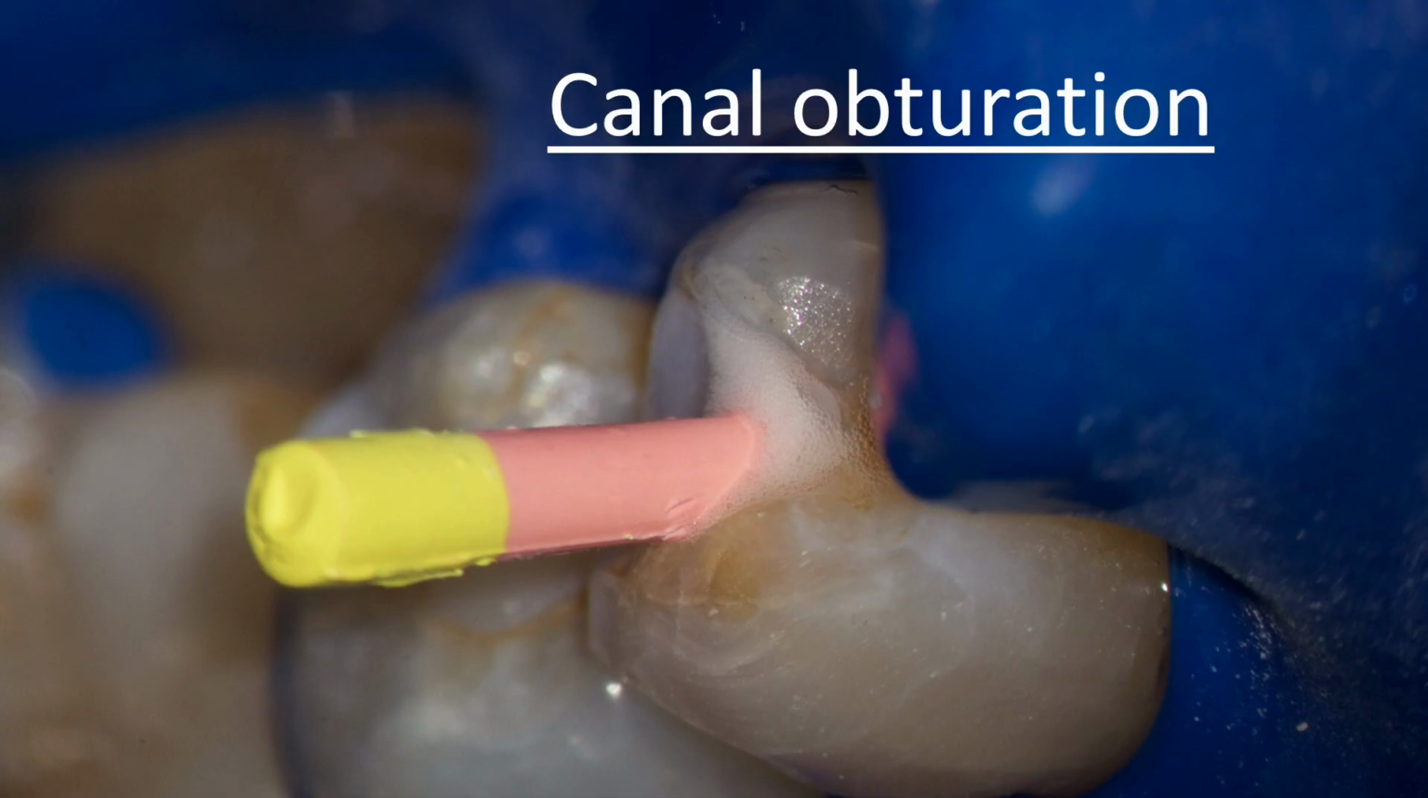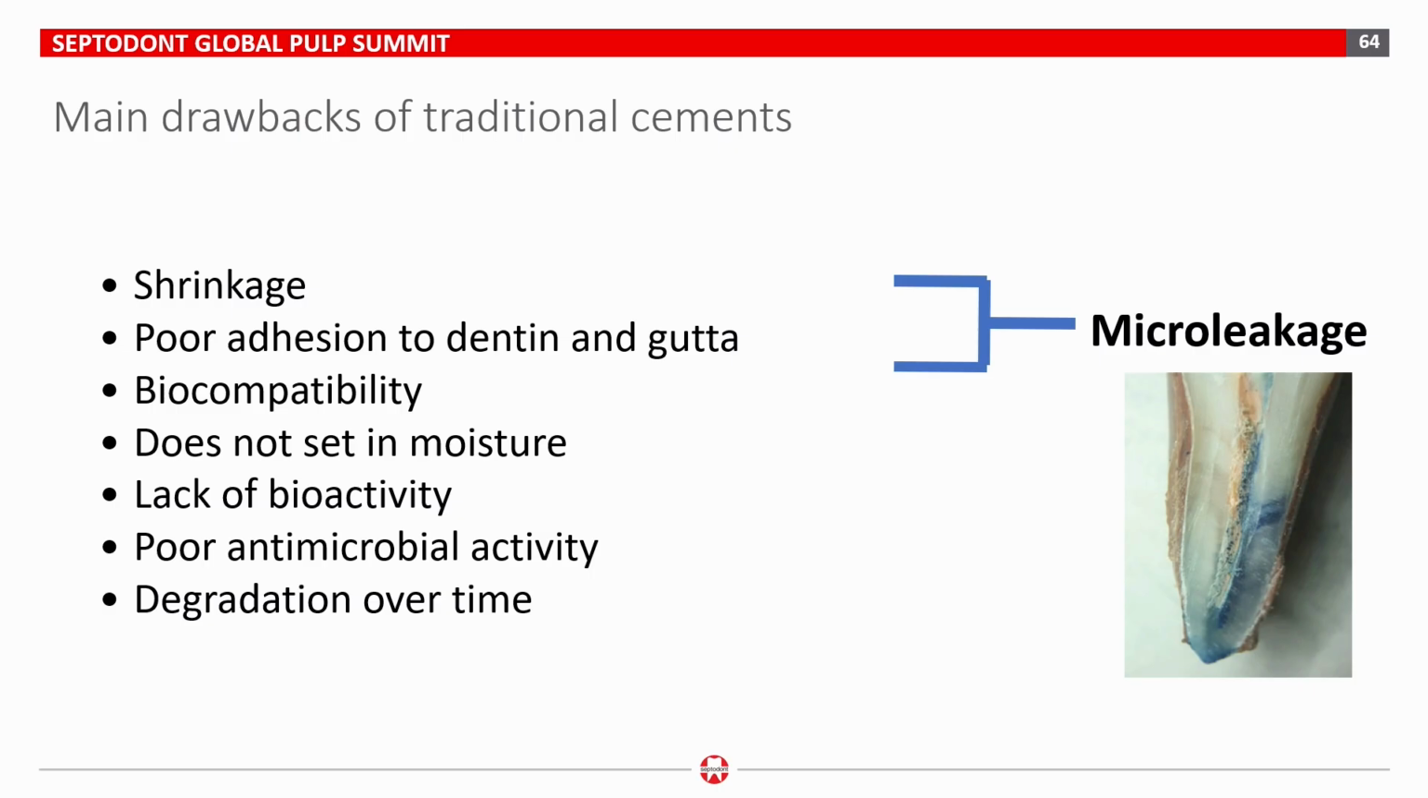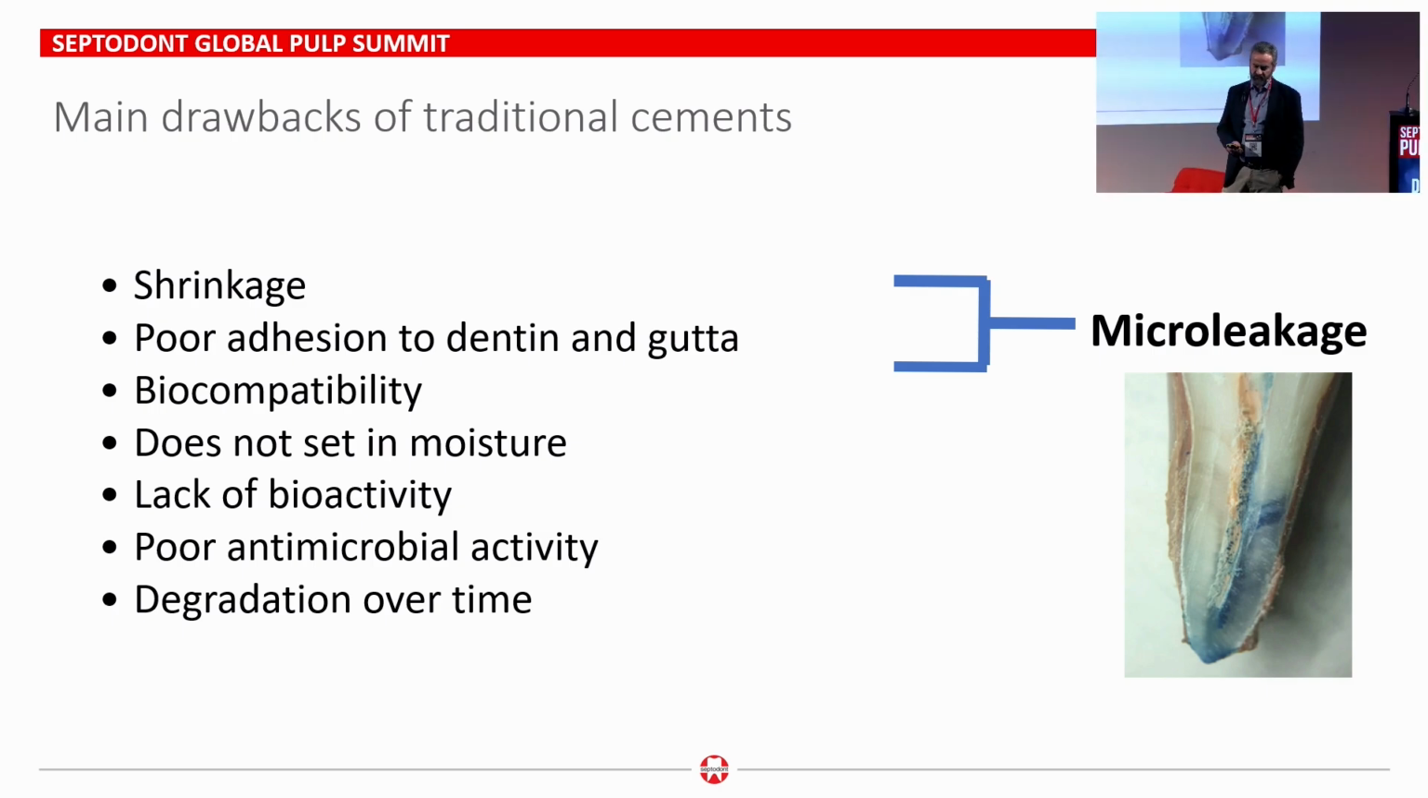What happens with the traditional sealers? They have several drawbacks that we have to take in consideration. They have shrinkage and poor adhesion to the dentin and guttapercha, so they can lead to micro leakage. The biocompatibility is not adequate. They do not set in moisture. They have lack of bioactivity, poor antimicrobial activity, and degradation over time.